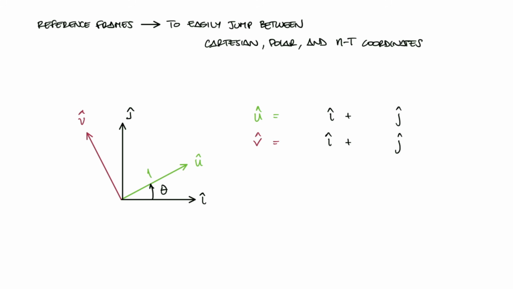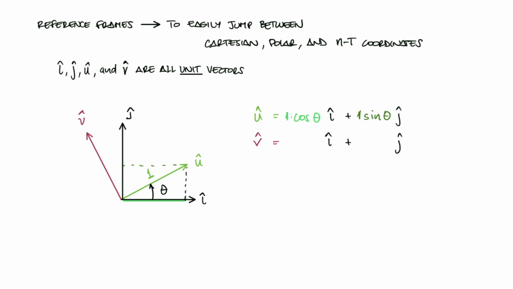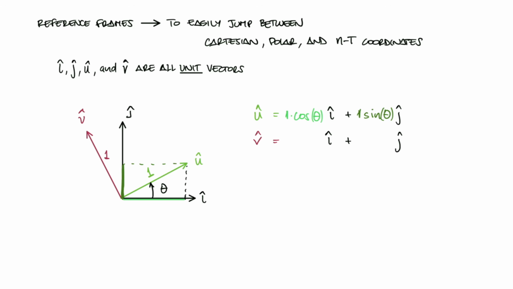The u hat vector would have a component equal to 1, the magnitude of a unit vector, times cosine of theta in the i hat direction, and 1 times the sine of theta for the j hat direction. The v hat vector would have a component of 1 times sine of theta in the i hat direction, pointing to the left, and therefore with a negative sign, and 1 times the cosine in the j hat direction. And this one is pointing up, so no need to add a negative sign.